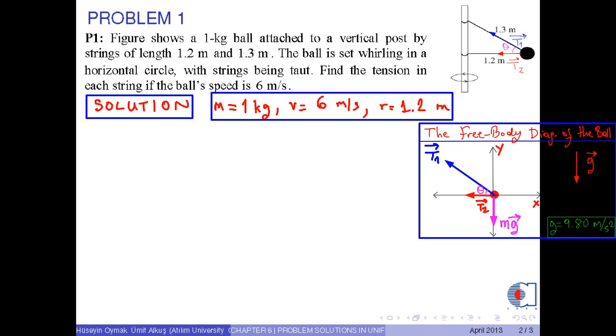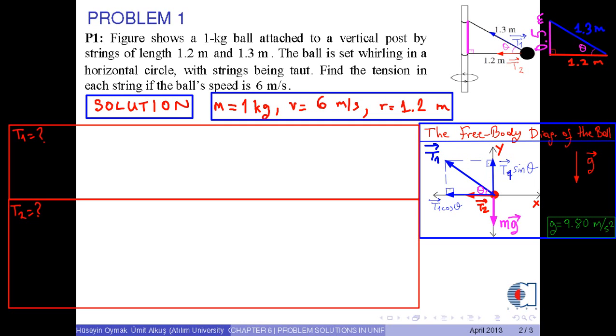Then it is convenient to decompose vector T1 onto the x and y axis like this. In this problem, theta is not given explicitly, but it can be found easily by calculating the third side of this right triangle as 0.5 meters by the Pythagorean theorem. Okay, that's all about free body diagram. Let's calculate T1 and T2.